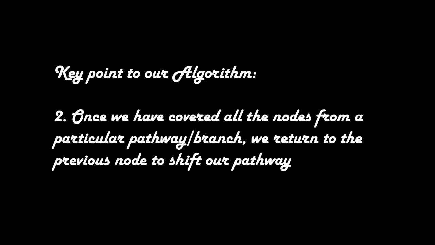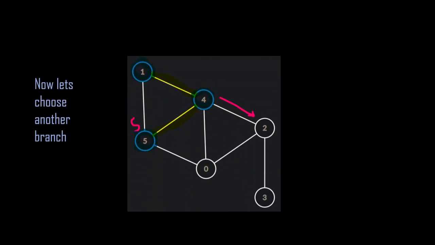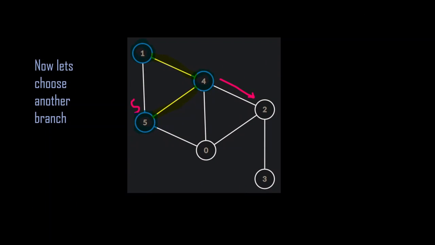So a key point to our algorithm, we can say, is that as we saw, we didn't move from 1 to 5, we returned back to 1 to 4, and now we'll choose some other pathway which is originating from 4. So we can say that once we have covered all the nodes from a particular path or branch, we return to the previous node to shift our pathway. So that will be the other key point to our algorithm. So now let's choose another branch.